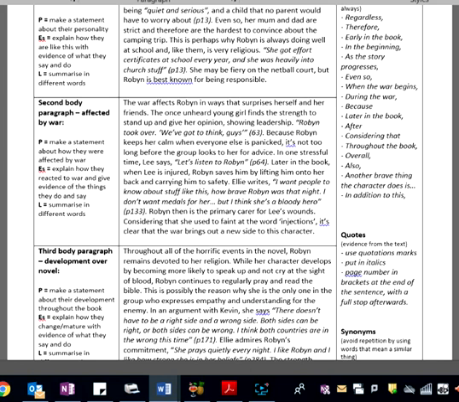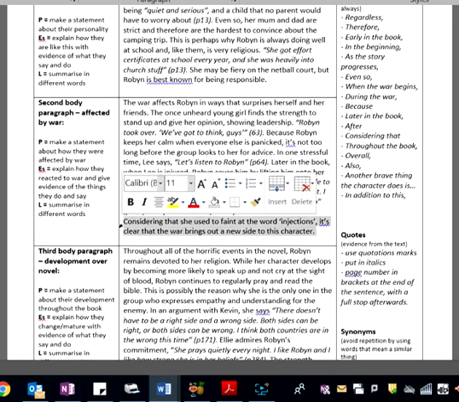Later in the book, when Lee is injured, Robin saves him by lifting him onto her back and carrying him to safety. Ellie writes, "I want people to know about stuff like this, how brave Robin was that night. I don't want medals for her, but I think she's a bloody hero." Robin then is the primary carer for Lee's wounds. Considering that she used to faint at the word injections, it's clear that the war brings out a new side to this character. And there's my link.